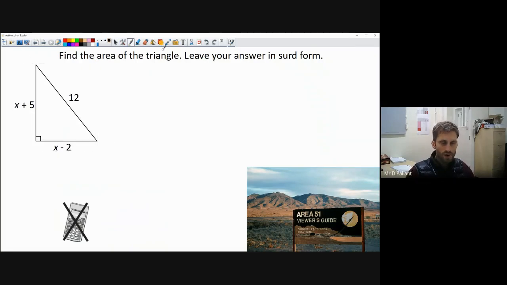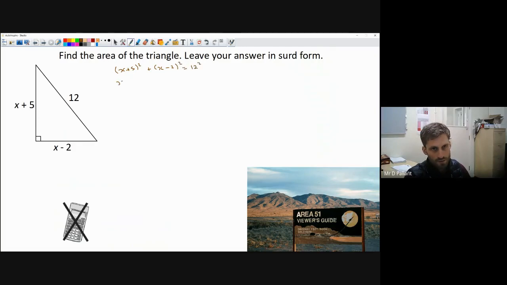Right, I want to find the area of this triangle, but there's a bit of a problem, which is I don't know what x is. So I won't be able to find the area by doing half AB sine C or half base times height. It is a right angle triangle, so I could use some Pythagoras to build an equation, and that equation is going to be x plus 5 squared plus x minus 2 squared equals 12 squared.